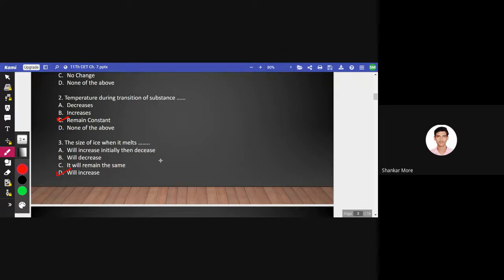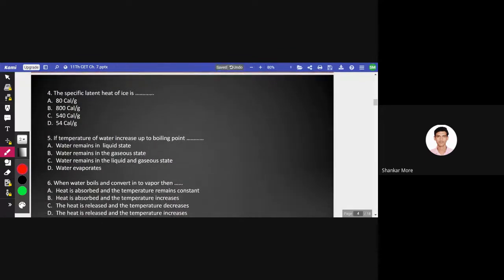Great. Next question. The specific latent heat of ice is 80 calorie per gram, 800 calorie per gram, 540, or 54? Is it 540? I don't think so. It is 80 calorie per gram. Okay, so for the fourth question, option A is correct.